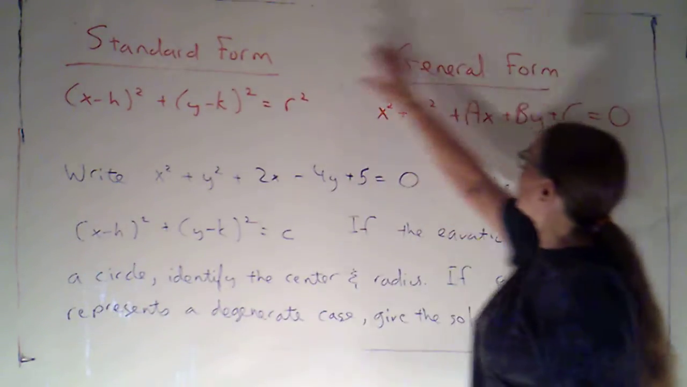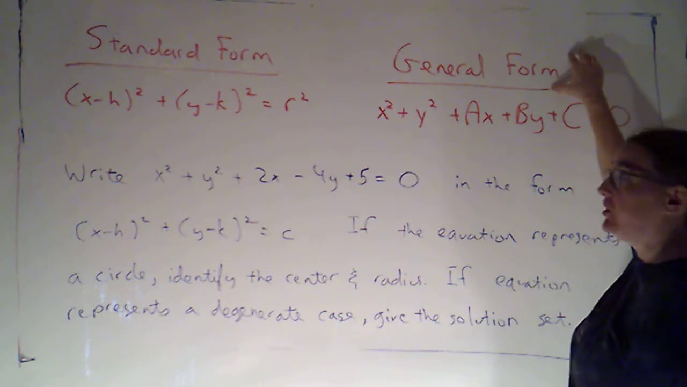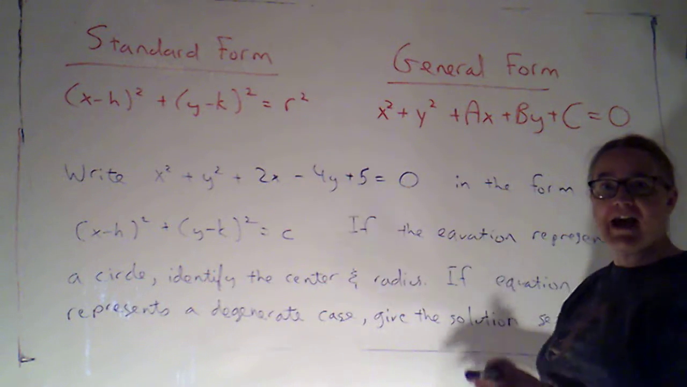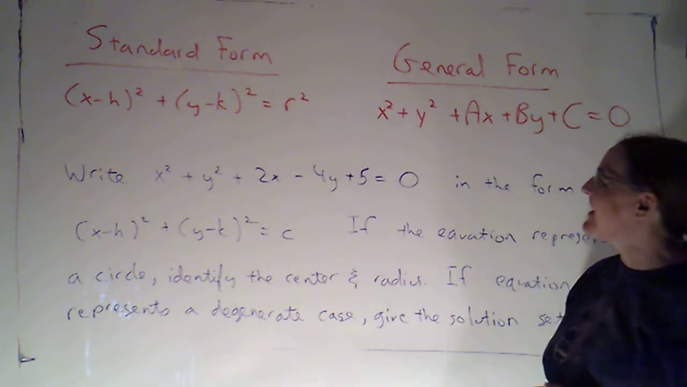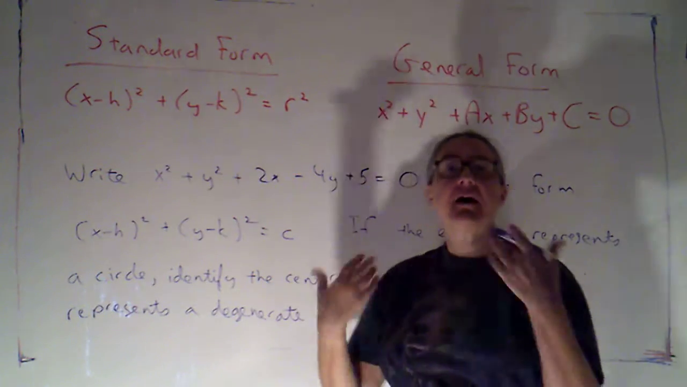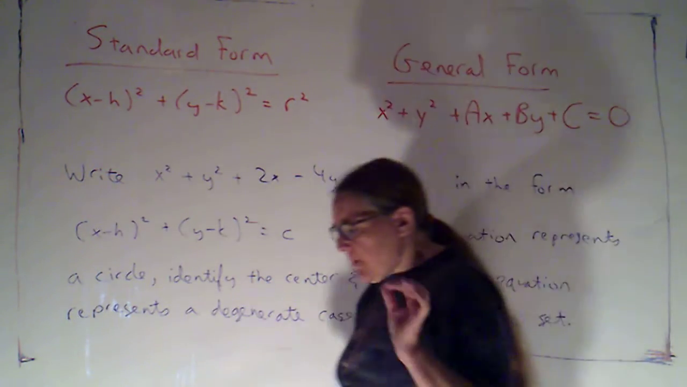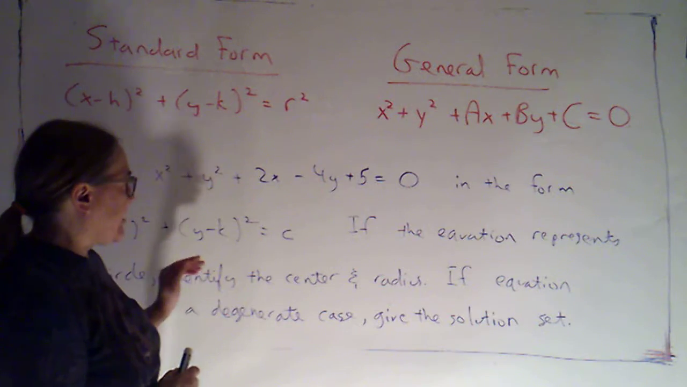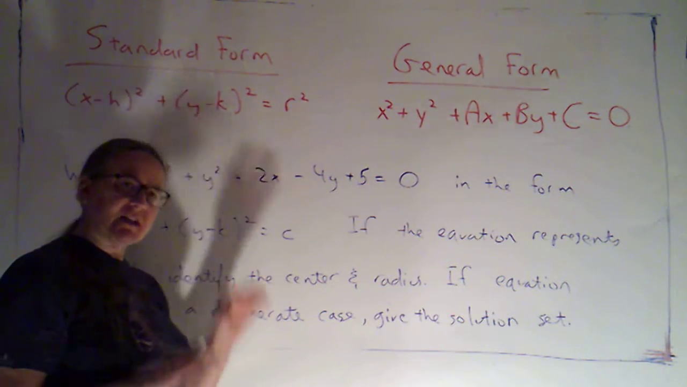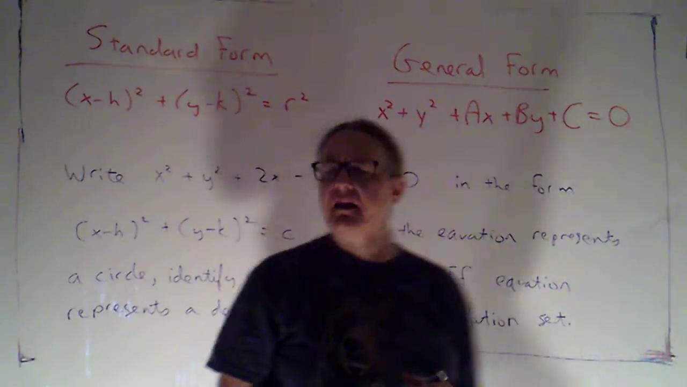In the last video, we talked about the standard form for a circle and the general form for a circle. We go from standard form to the general form by multiplying everything out and moving everything over to one side. We go from the general form to the standard form by completing the square. But I've got a problem up here, and I've copied the directions as they appear in your homework, because I just wanted to discuss them.